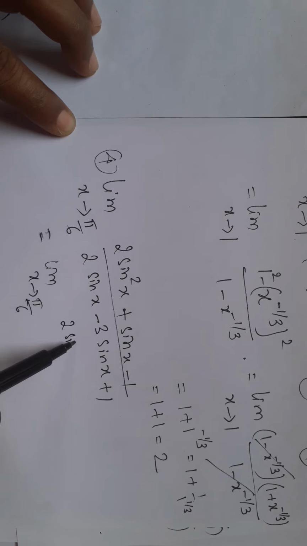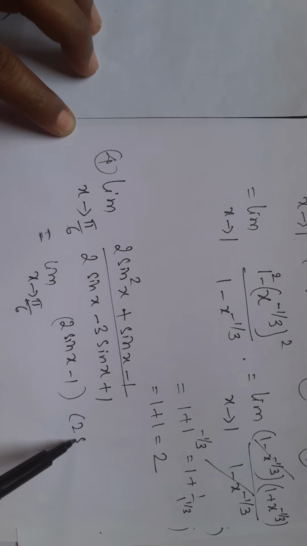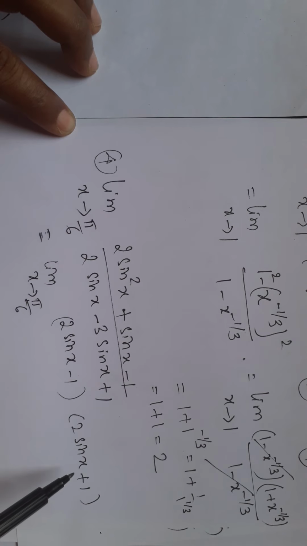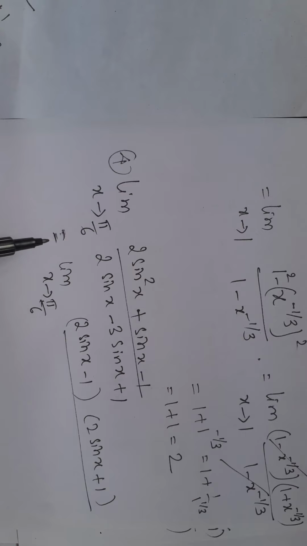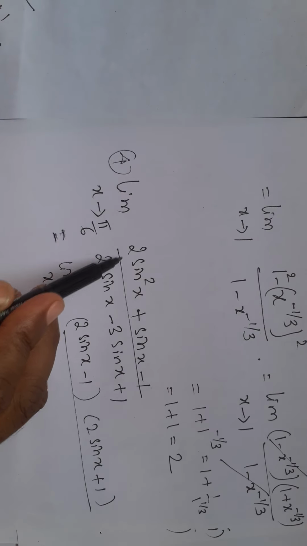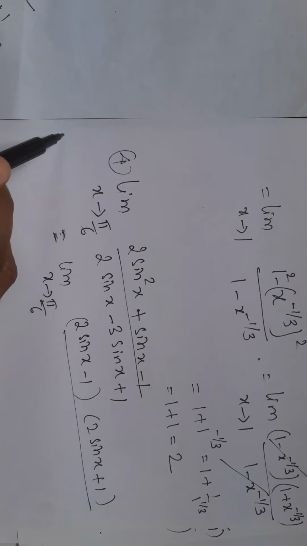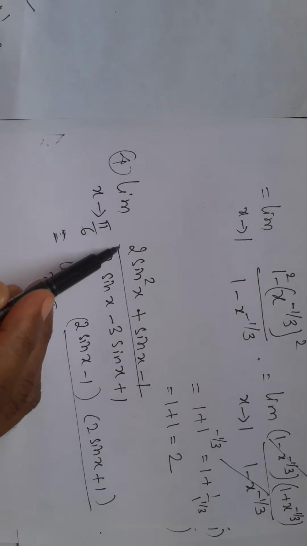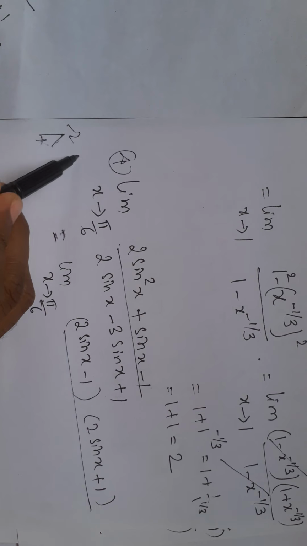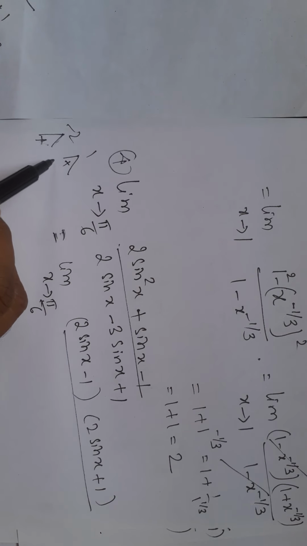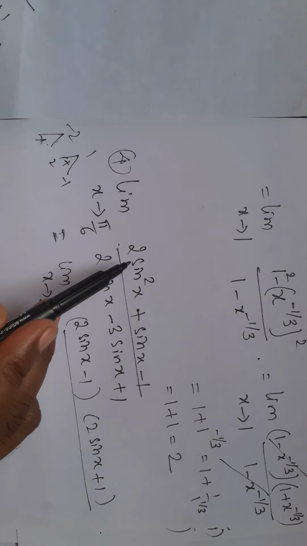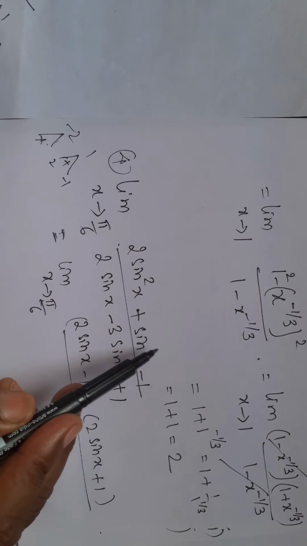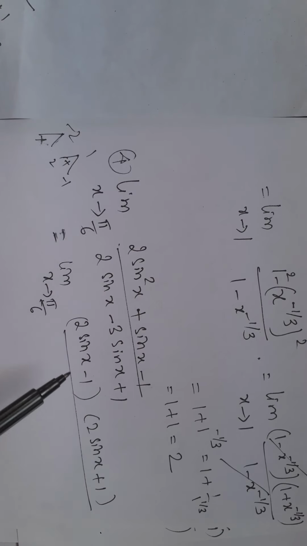I can write this as 2 sine x minus 1 into 2 sine x plus 1. That you can observe clearly when you take sine x common outside. This is the normal technique of factorization: find factors which on multiplication give a into c, that is minus 2, and which on addition give 1. So let us choose the factors 2 and minus 1. Let's factorize 2 sine square x plus 2 sine x minus 1. You simplify, we get this factor.